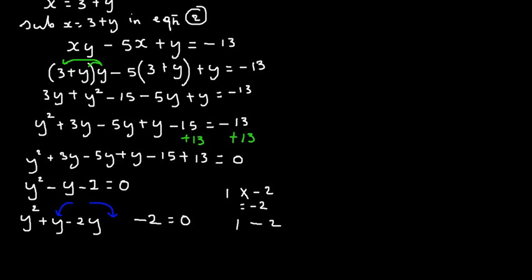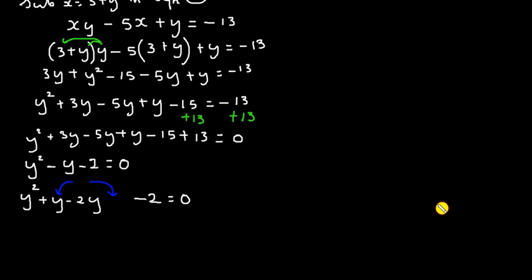Good. So let us tidy up the board and we will solve for y. Good. Stay tuned. So here we have y squared plus y minus 2y minus 2 equal to 0. We have to find the value of y. So we first factorize this and then find the value of y.